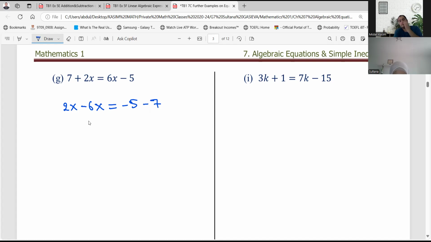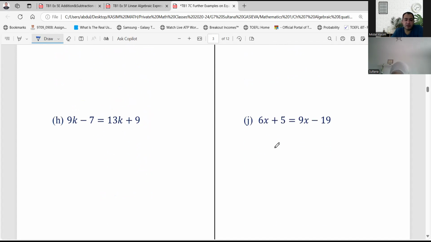And then negative 4x equals negative 12. Yes. X equals negative 12 over negative 4. Yeah, that's it. So x equals 3. That's it. And now without looking at your paper, can you tell me here? Look at the screen and tell me, what do I write here?